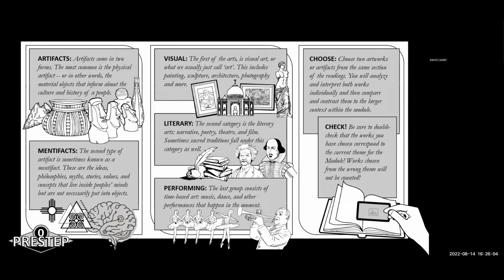Each module has a different theme, and so you want to make sure that you are following the theme. So the analysis journal looks at either artifacts or artworks. And there's a couple of ways to break that information down. So the first thing is an artifact typically is the thing that we think of, the object that collects the information that goes with the culture or history of a people, right?